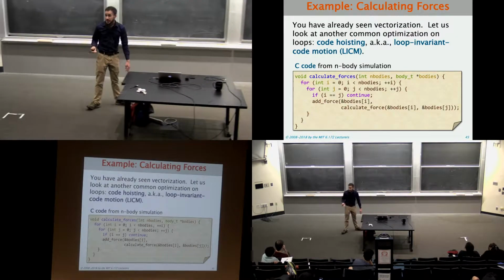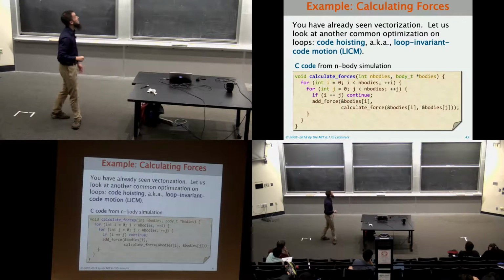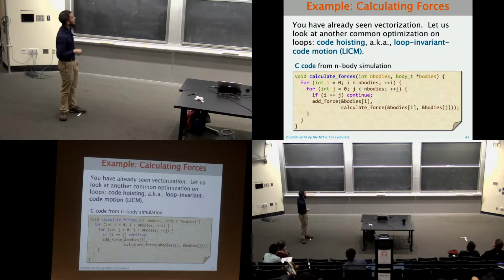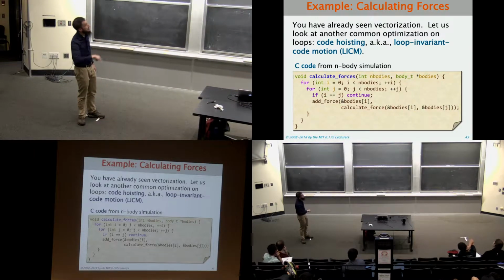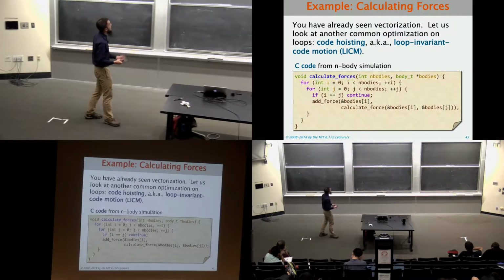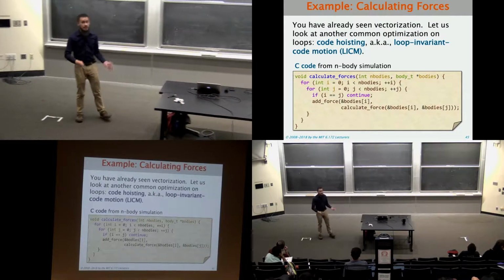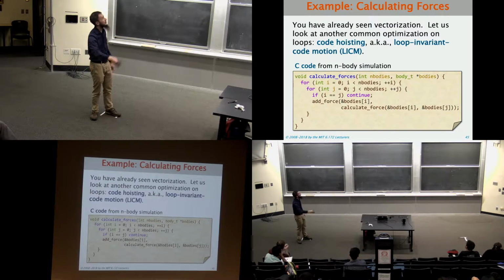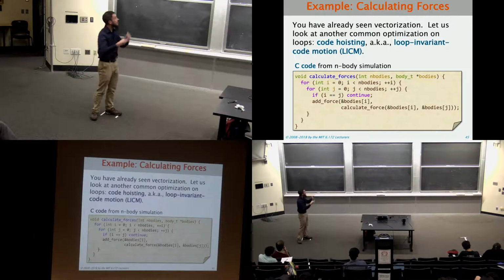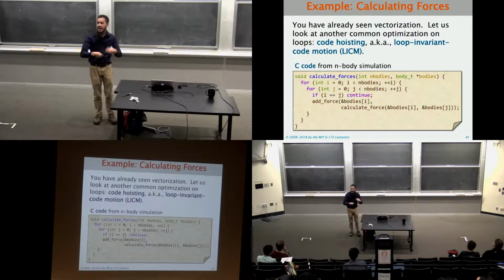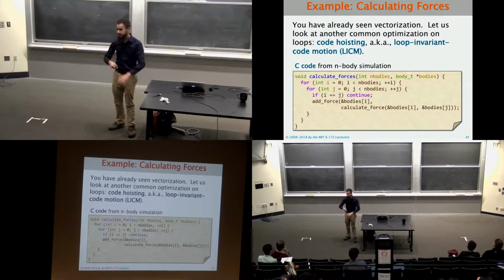Now, you've already seen some loop optimizations. We're just going to take a look at one other loop optimization today, namely code hoisting, also known as loop invariant code motion. And to look at that, we're going to take a look at a different snippet of code from the n-body simulation. This code calculates the forces going on each of the n bodies, and it does it with a doubly nested loop. For all the bodies, zero to number of bodies, for all the bodies, zero to number of bodies, as long as you're not looking at the same body, call this add force routine, which calculates the force between those two bodies, and adds that force to one of the bodies. That's all that's going on in this code.